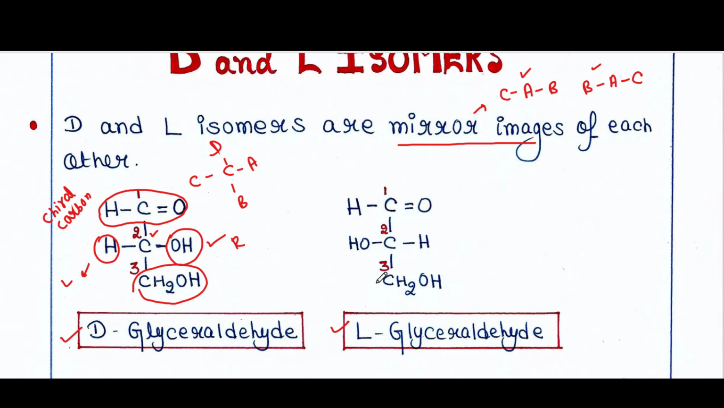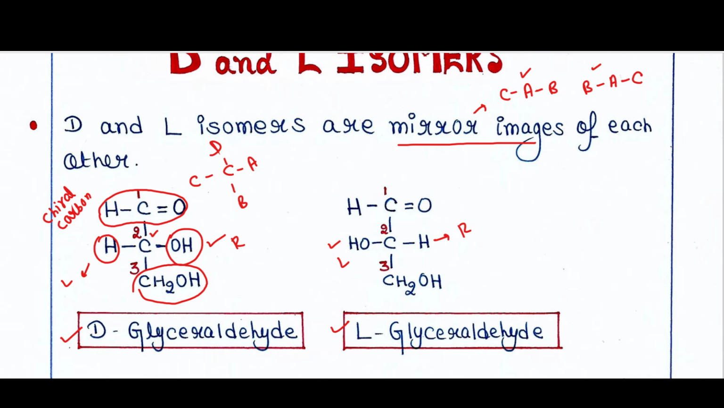Now if you see L-glyceraldehyde, you can see that the OH that was on the right side in D-glyceraldehyde is now on the left side in L-glyceraldehyde. And the H which was on the left side in D-glyceraldehyde is now on the right side in L-glyceraldehyde. So these two are mirror images of each other and these two are isomers.